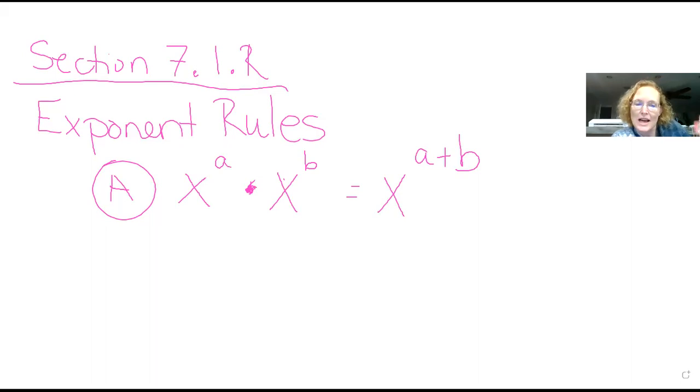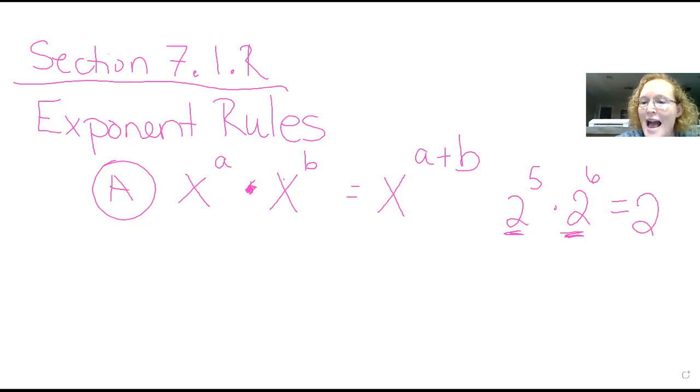So what I need you to realize out of this one is a couple of things. First of all, you can only do this if you have the same base. To give you an example, if I had 2 to the 5th times, let's say, 2 to the 6th, I could only combine them since both of these are twos. If one would have been 2 to the 5th times 3 to the 6th, I really couldn't do that. What we do is keep the base the same. So you keep the two and then you just add up the numbers. So 5 plus 6 would be 11.